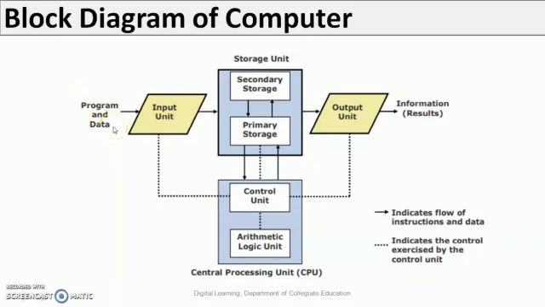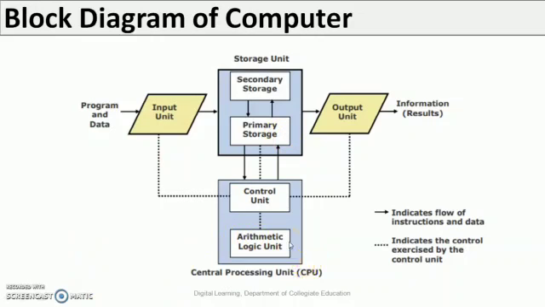Say the first number is 4 and the second number is 5, given through an input device. The numbers 4 and 5 are stored in memory, then taken to the CPU where the actual processing takes place. In the CPU, we have a unit called the ALU, the arithmetic logic unit. If the calculation is of arithmetic type, it is done by the arithmetic unit. If it is a logical calculation, that is done by the logic unit.